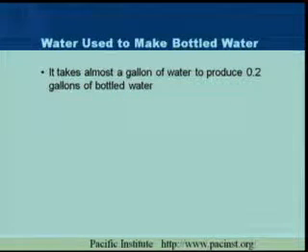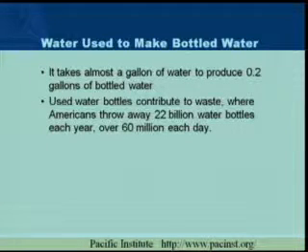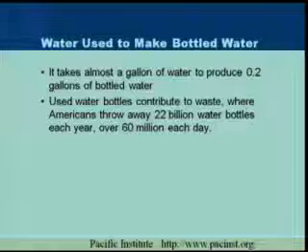It takes about a gallon of water to produce 0.2 gallons of bottled water. And we throw away an incredible amount of bottles of water. 22 billion water bottles are tossed away each year, 60 million each day. Very few of them are recycled. And that becomes the problem and the challenge in there.